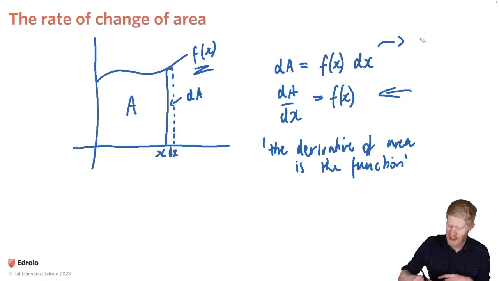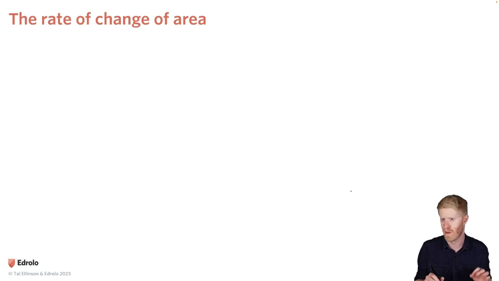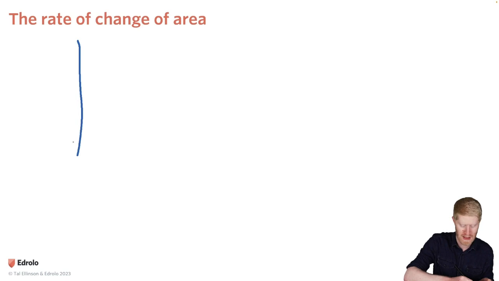But that's the idea that we're working towards. So we're just summarizing that down here. The rate of change of area is the function, and therefore the antiderivative of the function will give us the area. I'm going to establish this a little bit more formally for those people who want to see something that involves some limits. We're going to still have the same idea.